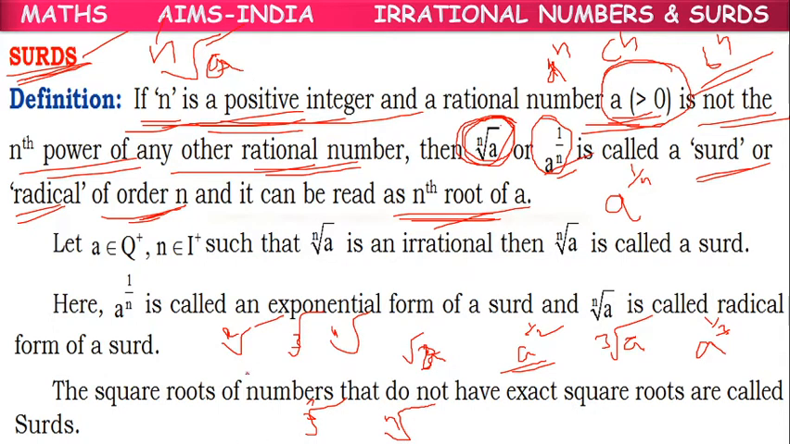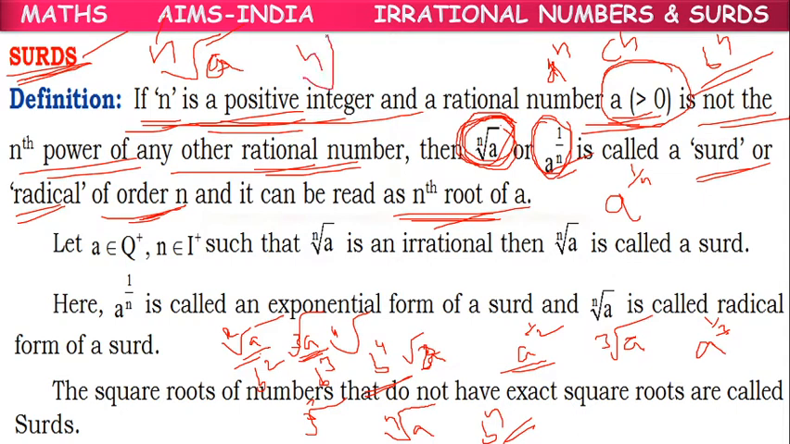What about a? a is such a kind of number. If it is written under a square root, it cannot be expressed as the square of another number. If it is written under a cube root, it cannot be written as the cube of any other number. If it is written under a fourth root, it cannot be written as the fourth power of any other number. If it is written under the nth root, it cannot be written as the nth power of any other number. Only in that particular case can we call the nth root of a, or a power 1 by n, a surd.